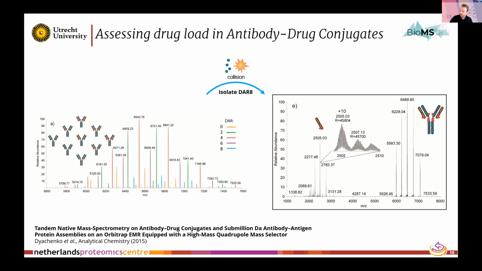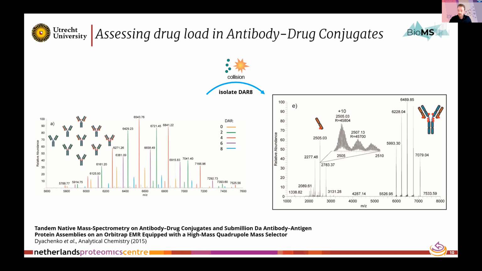In this example that I show on the right here, Andrei isolated the DAR8 form, so the antibody with 8 drugs, and he subjected this antibody to collisional activation. This first of all resulted in the ejection of a light chain from this antibody, which we see in the left part of the mass spectrum. Based on the mass that he calculated for this light chain, he could then tell that this light chain had exactly 1 drug molecule attached to it, very likely then on its C-terminal cysteine.